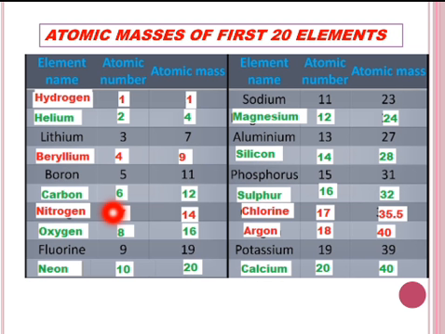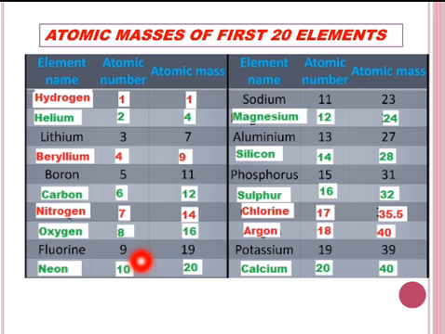See carbon. Carbon with atomic number 6, it is an even number. Just double this number, you will get the atomic mass of carbon. So what is the atomic mass of carbon? 12, right? Again, see oxygen with atomic number 8. 8 is an even atomic number. And double this number, you will get the atomic mass of oxygen, that is 16.